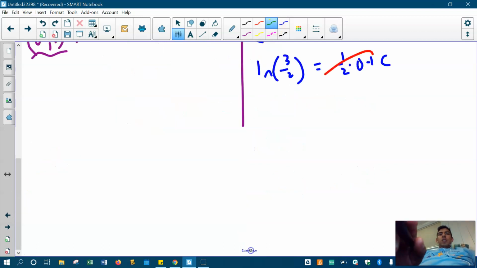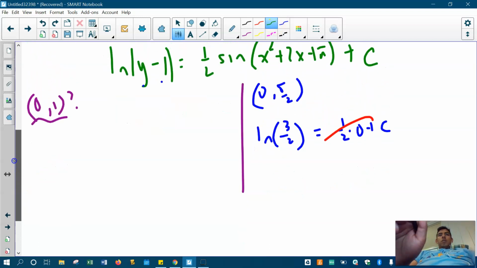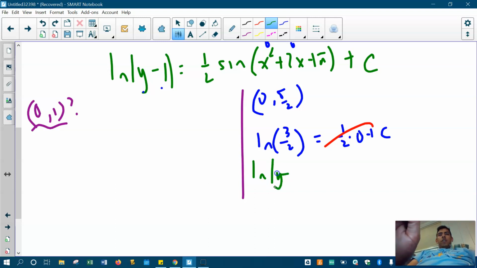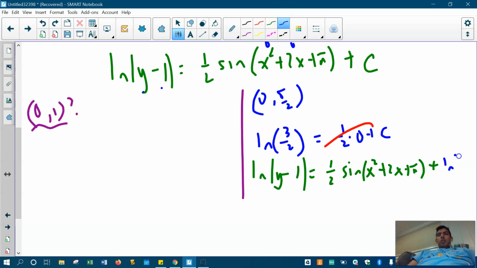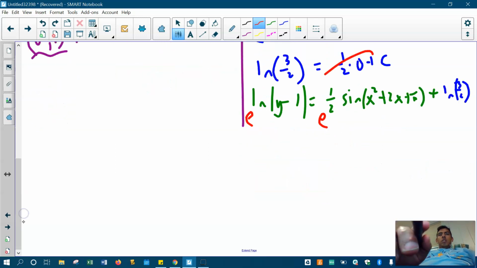So let's go and get our answer first. So our answer is going to be, sort of our answer, not yet, the natural log equals 1/2 sine of x squared plus 2x plus pi plus natural log of 3 halves. Okay, to free up y, we need to exponentiate, so let's exponentiate this. And that means that this absolute value of y minus 1 comes down here.